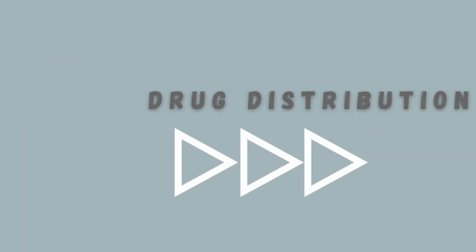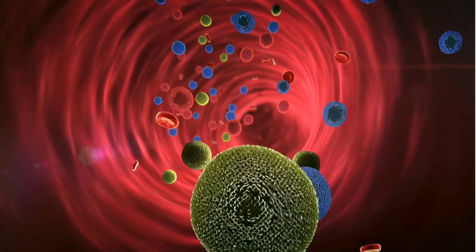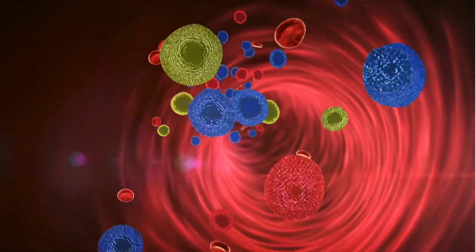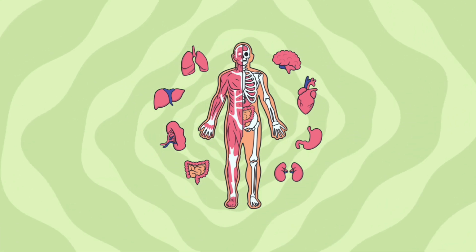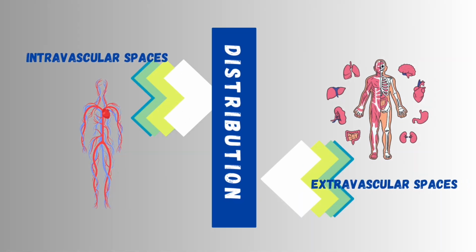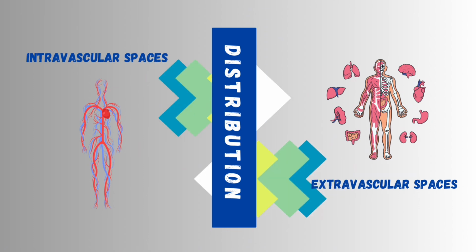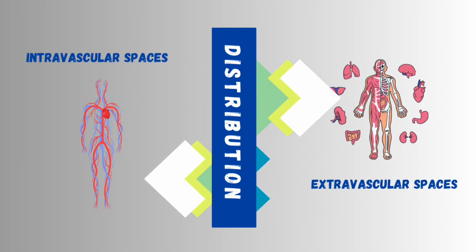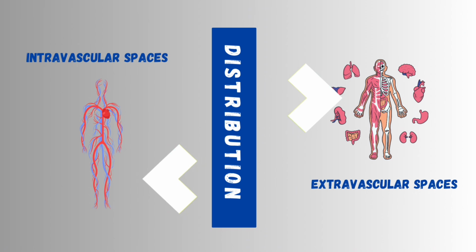In today's video, we will be talking about drug distribution. Once a drug is absorbed, it is available in systemic circulation for delivery and distribution throughout the body. Distribution is the second step in the pharmacokinetic process and involves the movement of drug between intravascular spaces, those spaces inside blood vessels, and the extravascular spaces, which is anything outside of the intravascular space, like your tissues, cells, organs, and the spaces surrounding them.